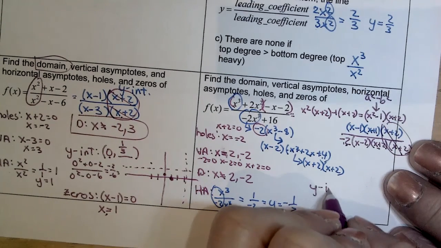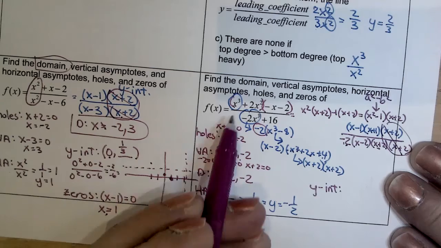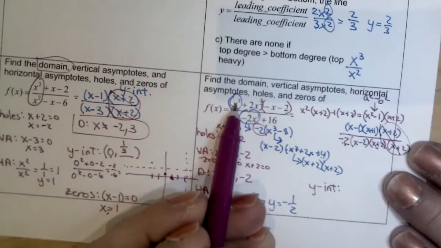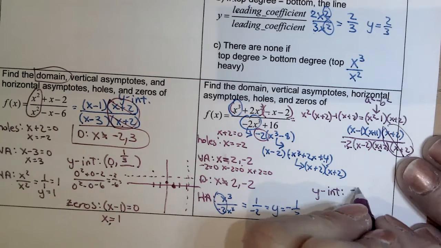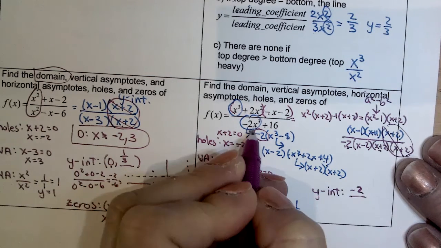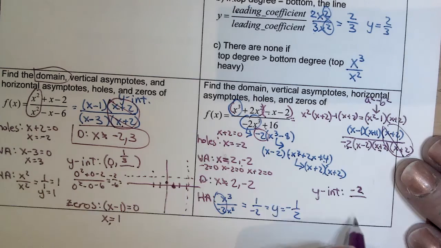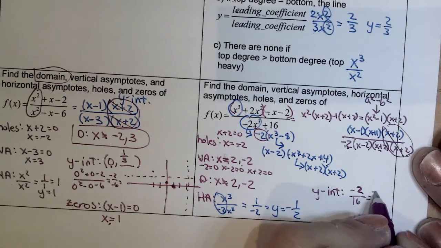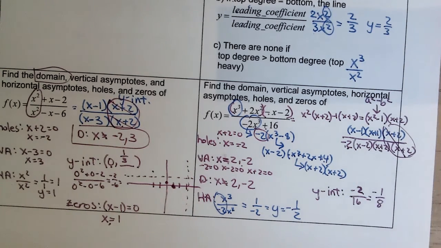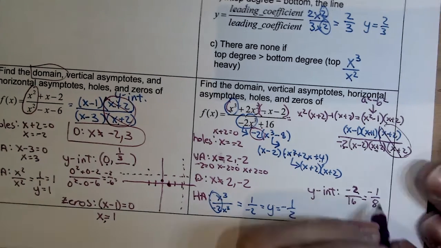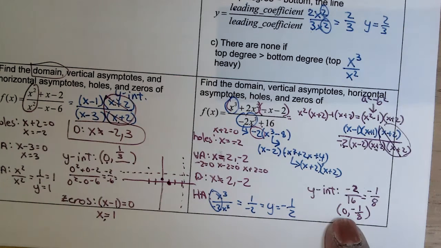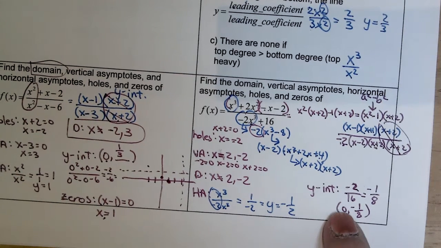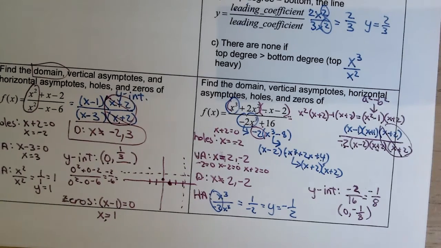For my y-intercept, I'm going to set x equal to 0 and solve. So on the top, I have 0 plus 0 minus 0 minus 2 over 0 plus 16, which gives me -1/8. So my y-intercept is (0, -1/8). That's why I tell you guys, get in the habit of writing that as a coordinate, because then you can go, oh, that means my x is 0, so I just plug 0 in for x.